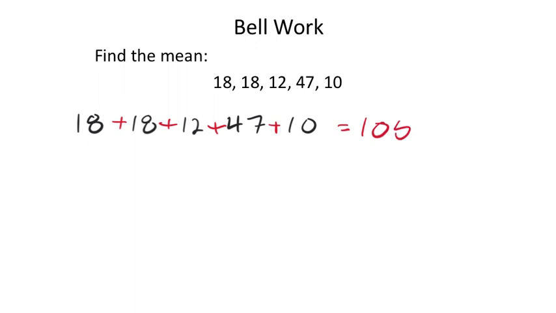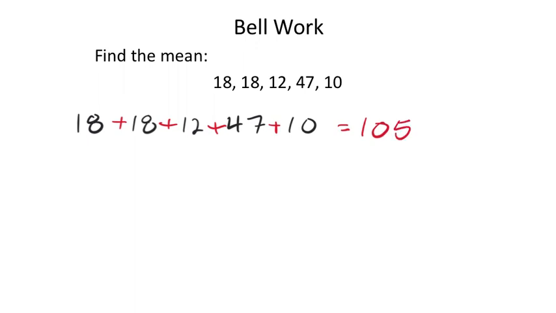All right, to find the mean of these numbers, I'm going to take all 5 of them. So we got 18, 18, 12, 47, and 10. We do not need these in order from least to greatest to find the mean. So I'm just going to add them together. You could use a calculator, by the way. But when I do that, I got 105.